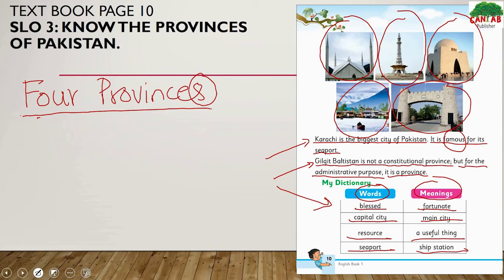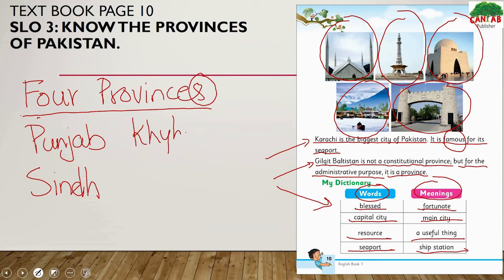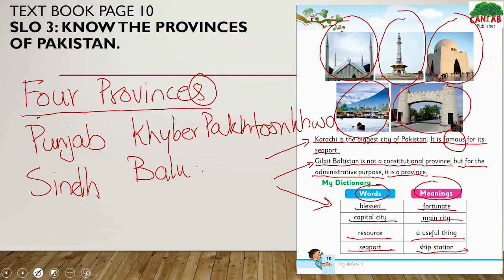Let's name them one by one again. Punjab, Sindh, Khyber Pakhtunkhwa, and Balochistan.